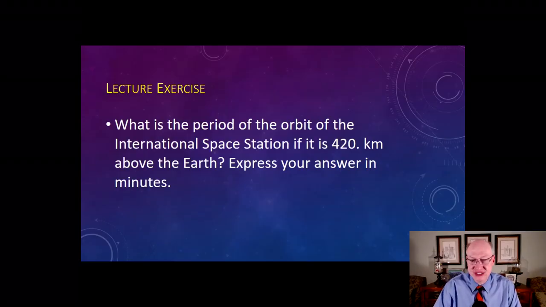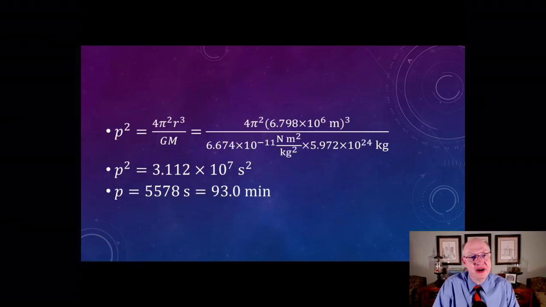All right, let's work it out. Let's see what we get. The period squared is 4 pi squared r cubed over GM. So now it's just plugging the numbers in, being really careful with our math here because there's a lot of scientific notation. There's a cube in here. Can't forget that cube. So 4 pi squared times the distance r, the semi-major axis of the orbit.